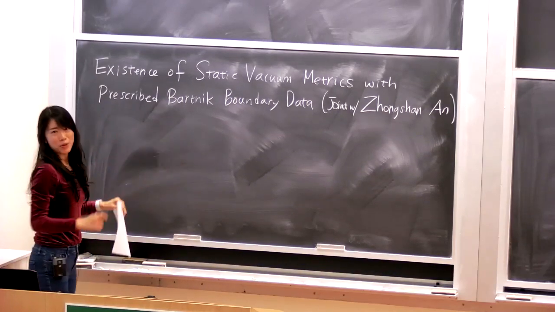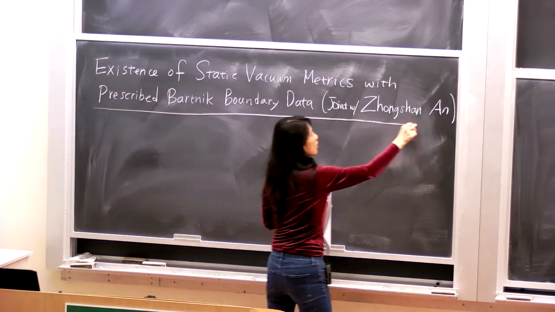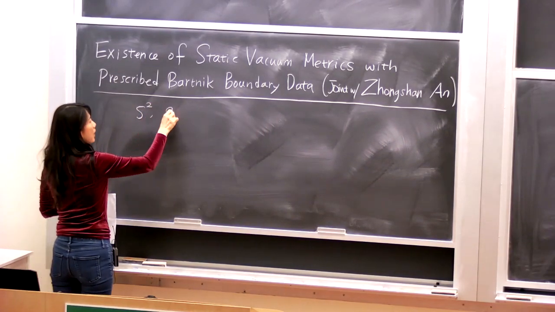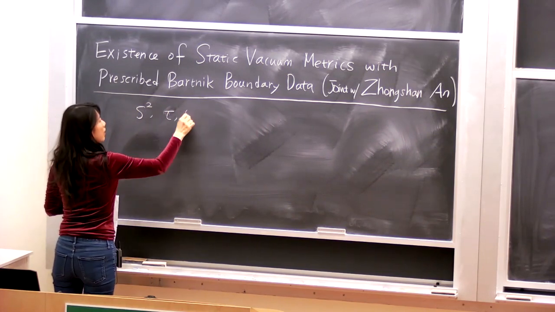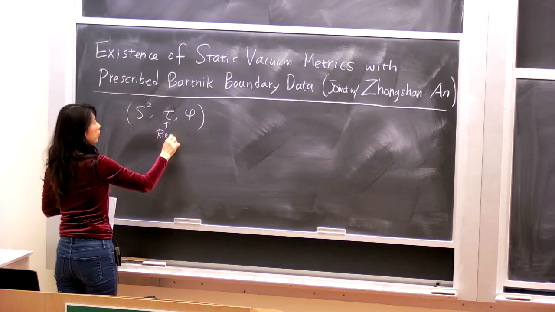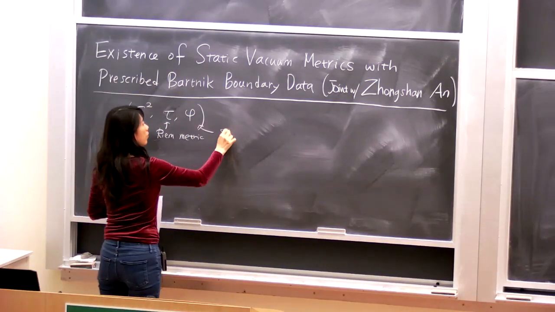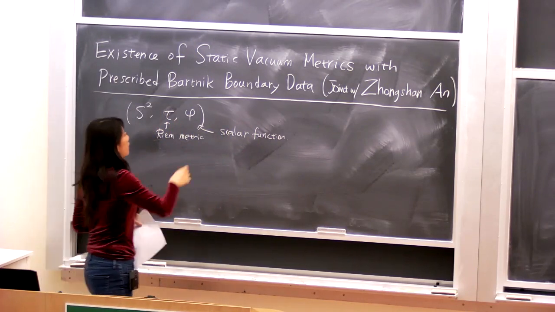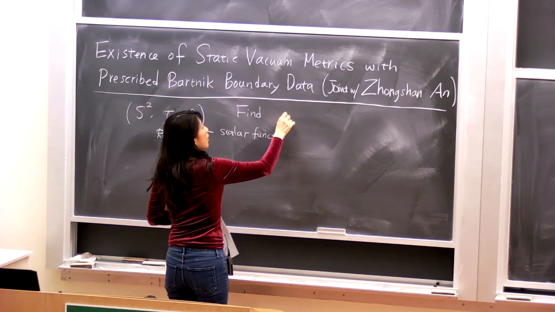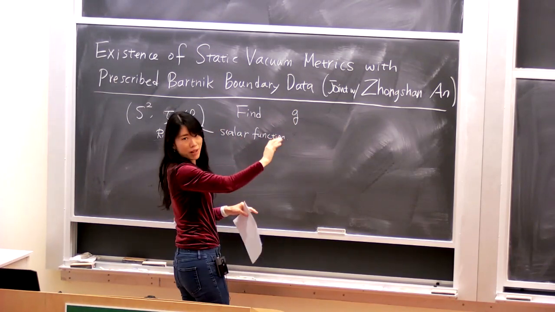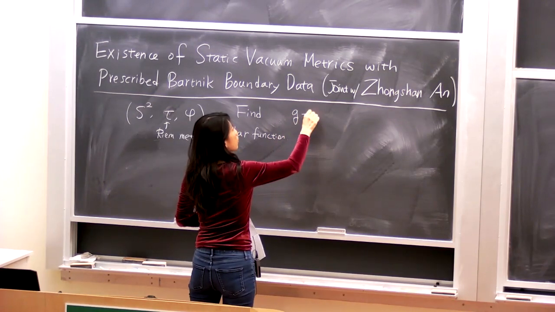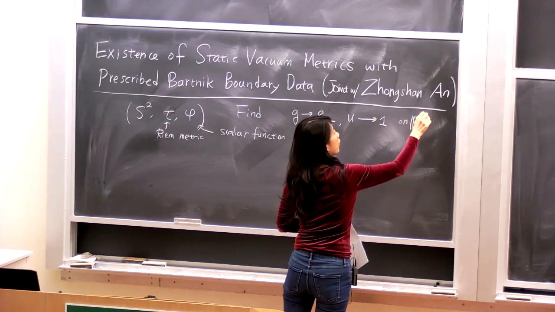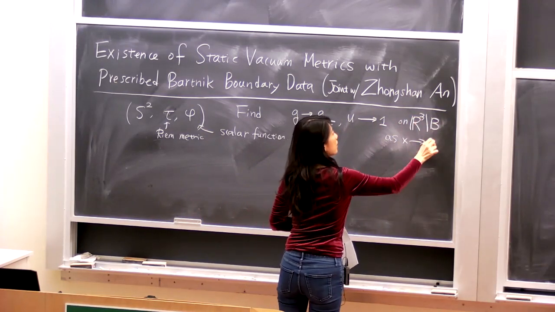So let me tell you what kind of problem we want to work on. Some of it was already mentioned in the talks this morning. Say we have S2 and a Riemannian metric, let's say I use tau, and a scalar function. The goal really is to find a Riemannian metric G, which goes to the Euclidean metric, and the scalar function u goes to 1, at infinity on R3 minus a removable set.